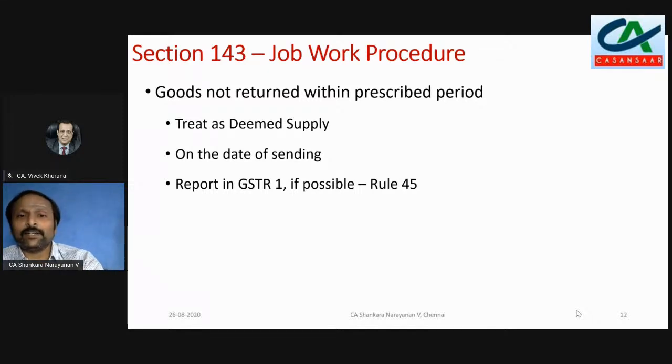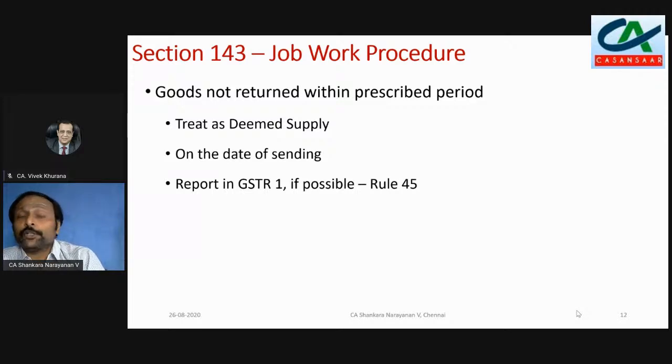And they have said in Rule 45 that if it is possible, you can report it as an invoice in the GSTR1 itself. This will result in an accounting tangle. How? I'll take a practical case. On 1st January 2019, I have sent the goods to my job worker. Job worker has not returned the goods till, let's say, 1st January 2020. So on 1st January 2020, on the expiry of 1 year, I have become liable for making a deemed supply.